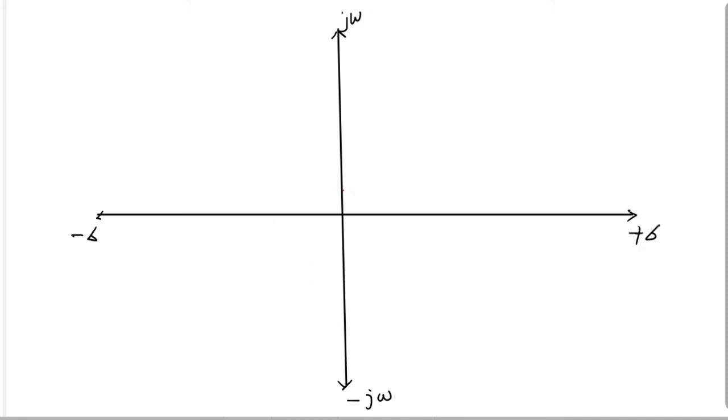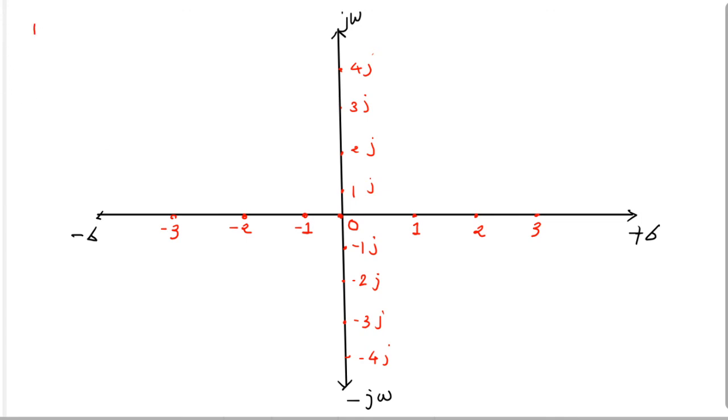Here I am writing 1j, 2j, 3j, 4j, minus 1j, minus 2j, minus 3j, minus 4j. But in our case, there is no requirement of this imaginary axis. Then that is our 0, minus 1, minus 2, minus 3, and 1, 2, 3.